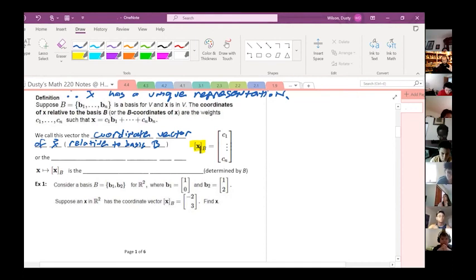Sorry, let me start that sentence over again. x in the brackets with the subscript b says these are the coordinates of vector x in the coordinate system b. And these c's that are over here, you can think about them as the weights or the coefficients on the various basis vectors. So this is also called the b coordinate vector.